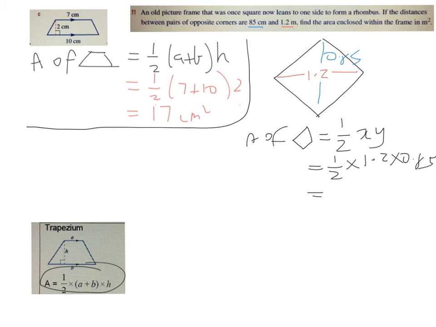and I'll type in my trusty calculator, 0.5 times 1.2, which will give me 0.6 times 0.85. That gives 0.51, so 0.51 metres squared. So that's all there is to it.